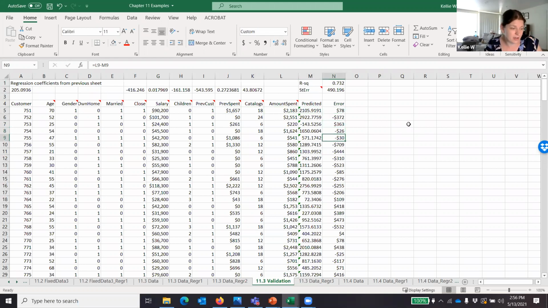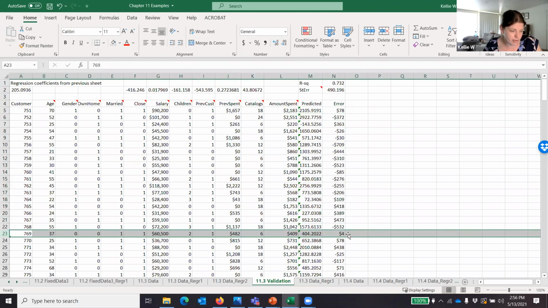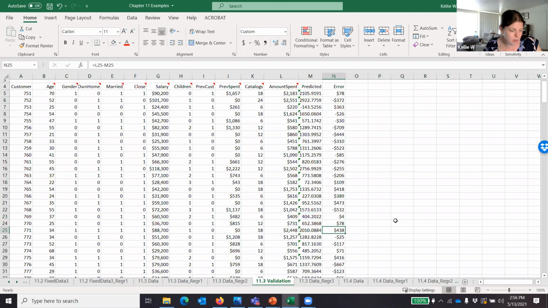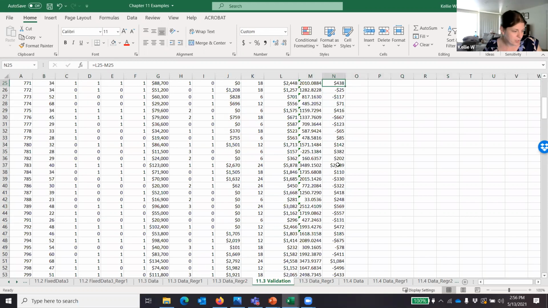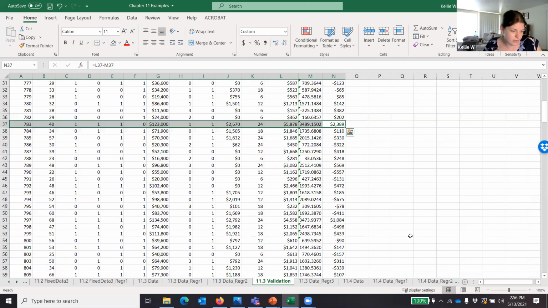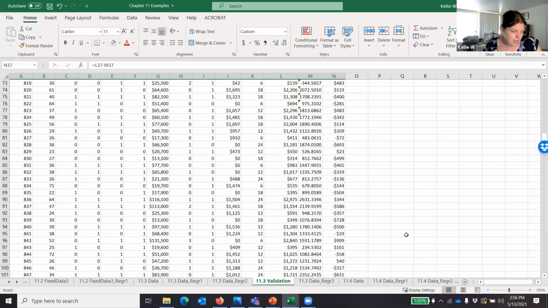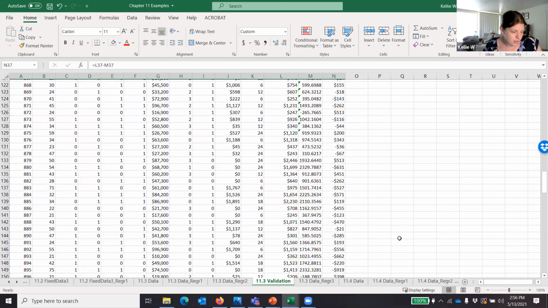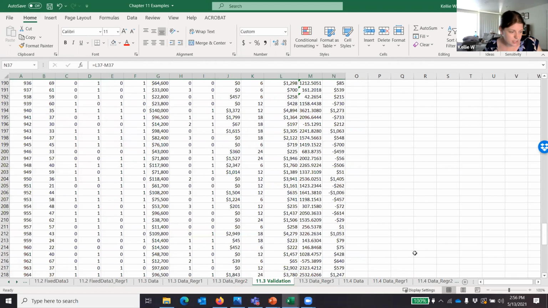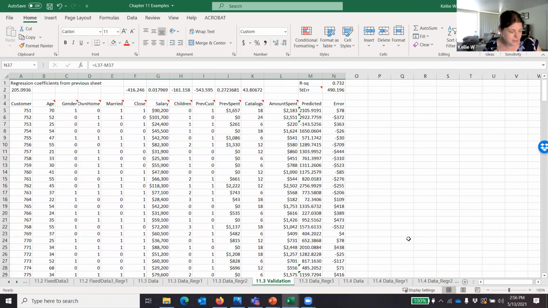You can see the error varies quite a bit. Some of these are really close. Look at this one, it was only off by $4. Some of them are off by a lot more, and that's normal. Ooh, some of them are really off. There might be an outlier or an outlier-ish. Maybe not. I see some high ones.